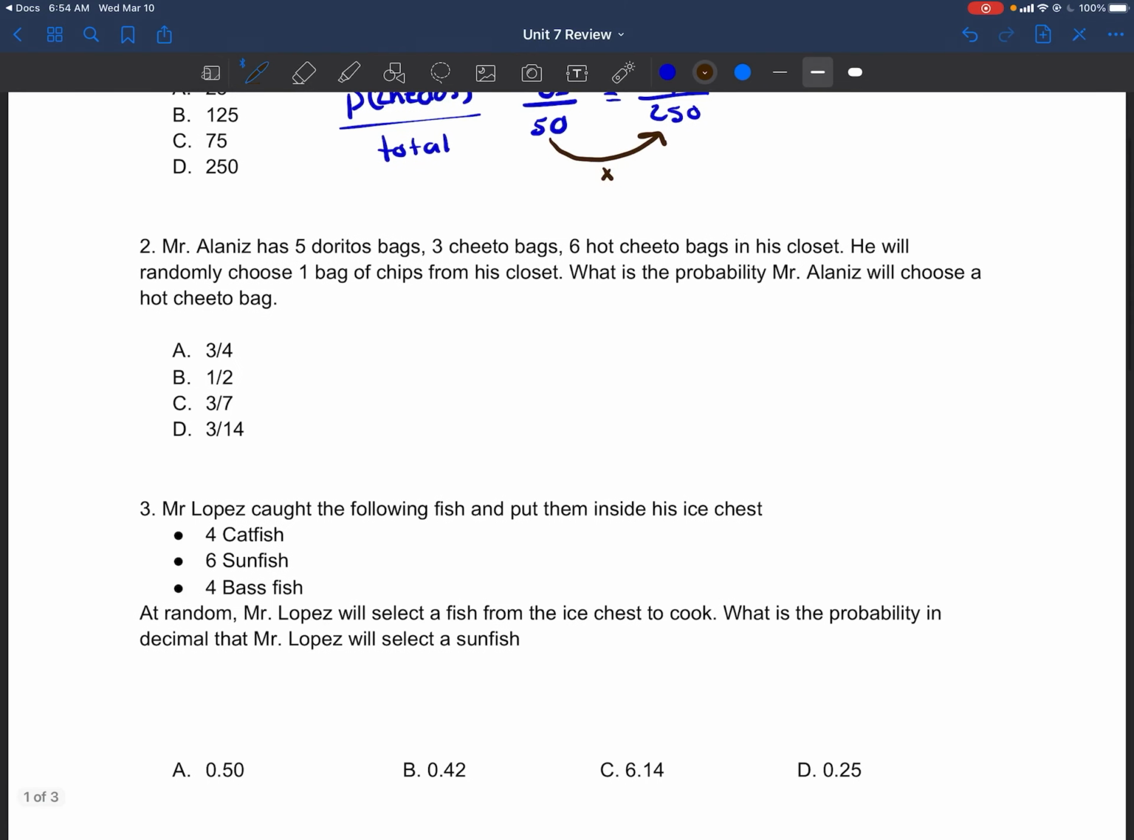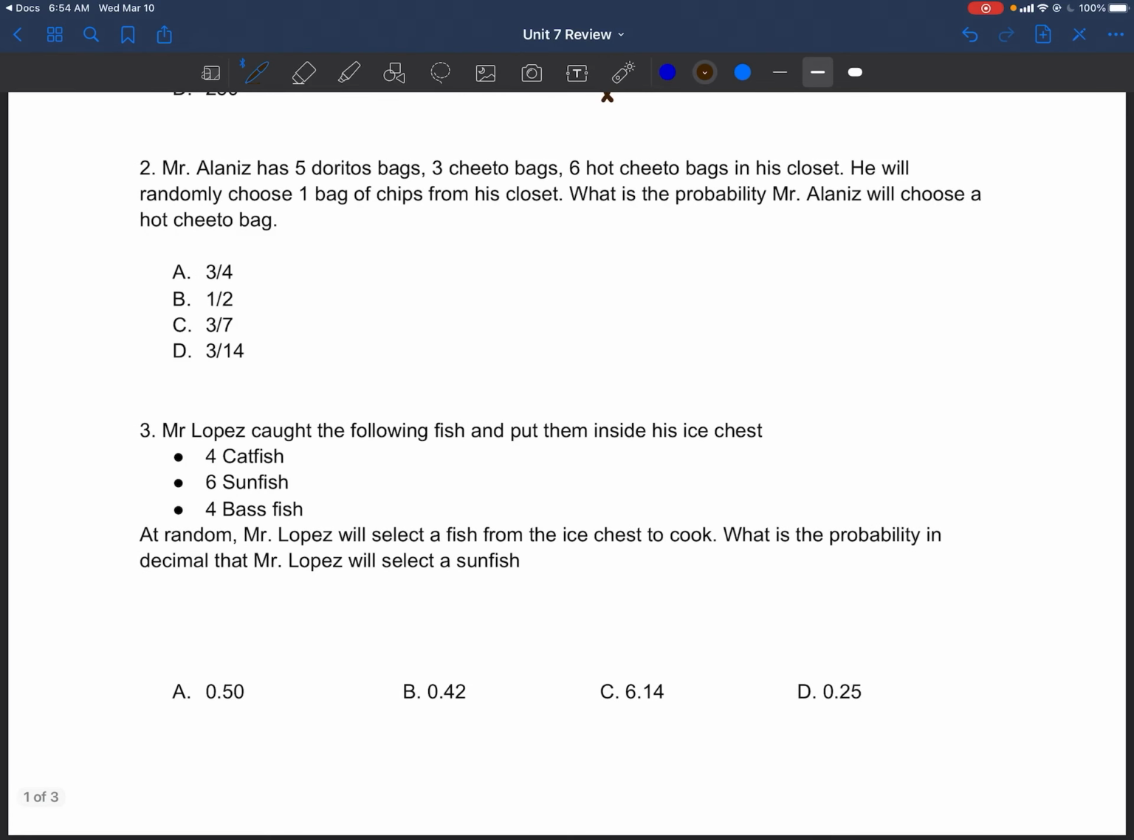Alright, number 2. Number 2 says Mr. Alanis has 5 Dorito bags, 3 Cheeto bags, 6 hot Cheeto bags in his closet. He will randomly choose one bag of the chips from his closet. What is the probability that Mr. Alanis would choose a hot Cheeto bag? So, probability of a hot Cheeto over your total. How many hot Cheeto bags do we have and what's our total?